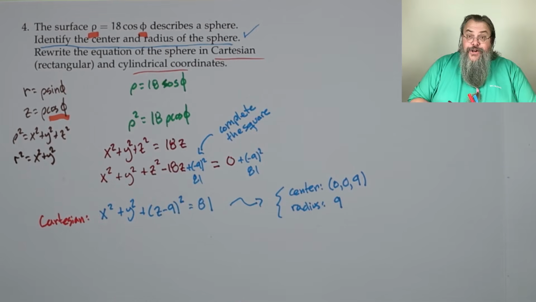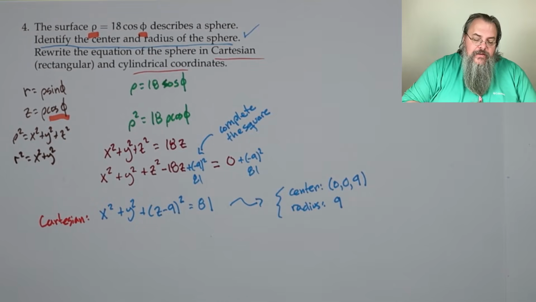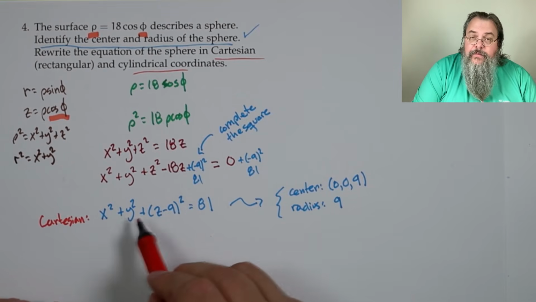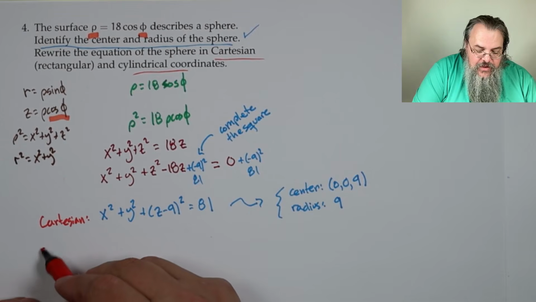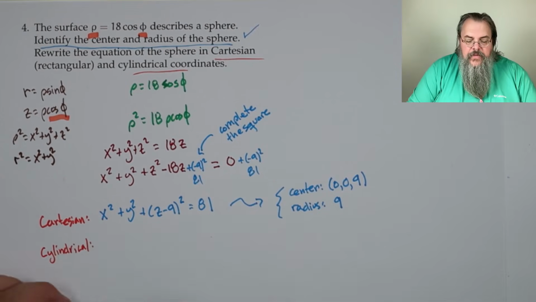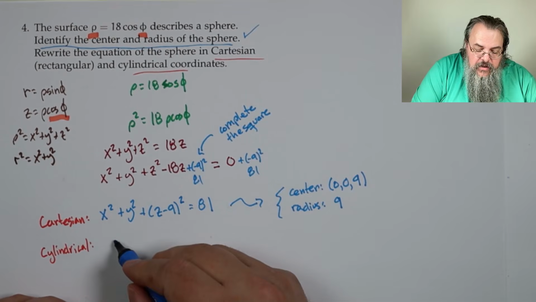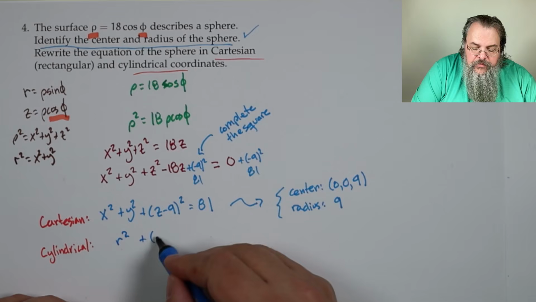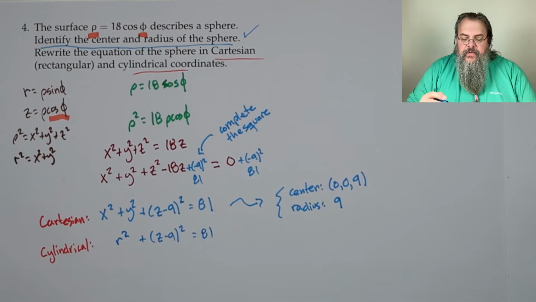And we say, brilliant! So we're going to do a quick substitution. We're going to replace x squared plus y squared by r squared. And that'll give us our cylindrical. Okay, so what we get is the following: r squared plus (z minus 9) squared equals 81.